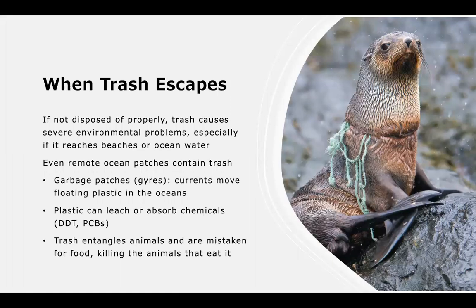So when trash and other waste materials escape the ideal management system, if they're not disposed of or managed properly, they can cause severe environmental problems, especially if they reach beaches or ocean water. So there is this phenomenon of garbage patches, which you may have heard of. The currents in the oceans move the floating plastic into these large gyres, basically like islands of trash. The plastic from those islands can leach or absorb chemicals. The trash can entangle animals and can be mistaken for food. So there are not only social consequences of hazardous and municipal solid waste mismanagement, but also serious environmental and ecological hazards associated with these waste materials.